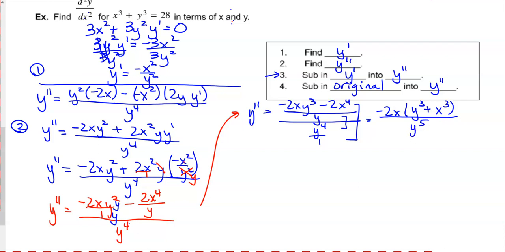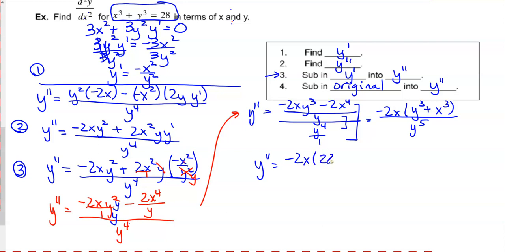All right, very good. Whew, that was a lot. All right, where did we sub in y prime into y double prime? I believe it was back here. So here's step 3. But step 4 says that when you keep simplifying, you will get your original equation in this y double prime. And so that's where our last step is: I need to sub in what x cubed plus y cubed is equal to right into that double primed y. Right here is that x cubed plus y cubed. So I'm going to extract that out and make that a 28. So I get y double prime is minus 2x times a 28, all over a y to the 5th.